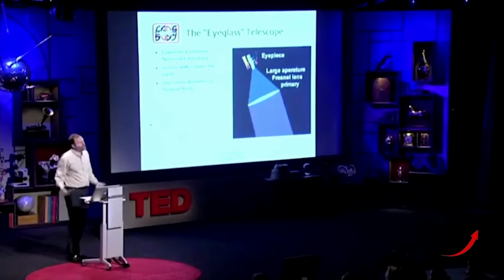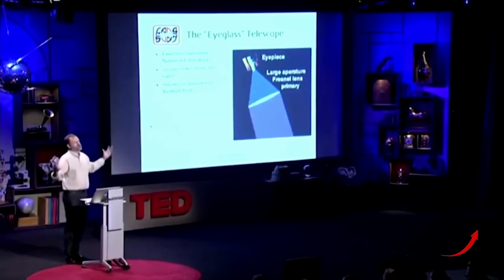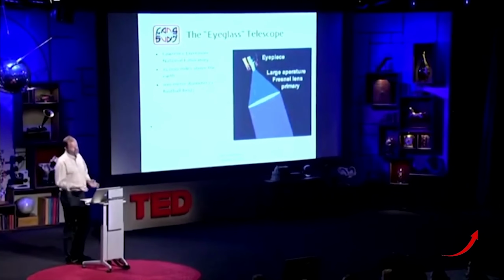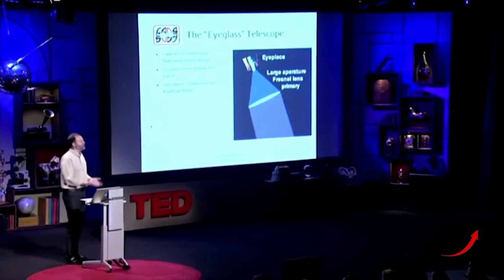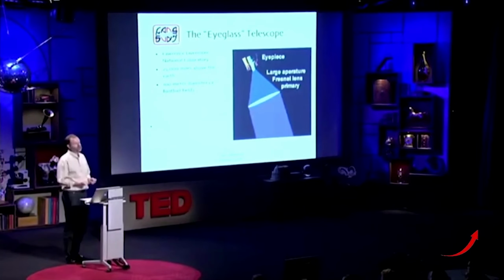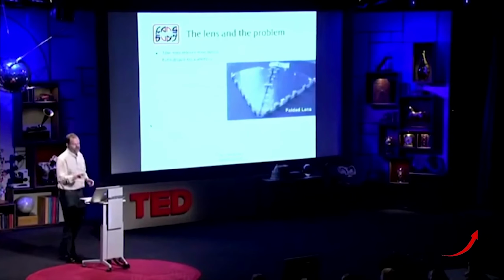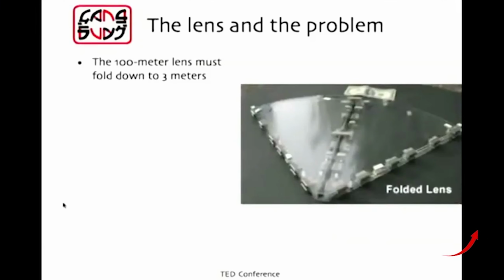But whether you look up or look down, how do you get it up in space? You got to get it up there in a rocket, and rockets are small. So you have to make it smaller. How do you make a large sheet of glass smaller? Well, about the only way is to fold it up somehow. So we have to do something like this. This is a small model, folded lens. You divide up the panels, you add flexures, but this pattern's not going to work to get something 100 meters down to a few meters.